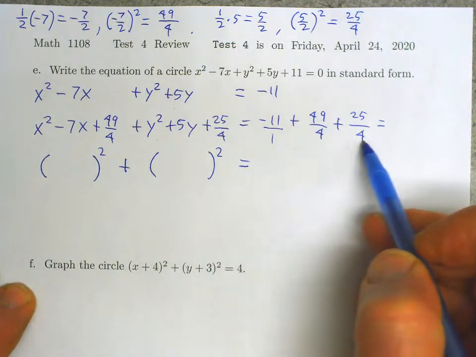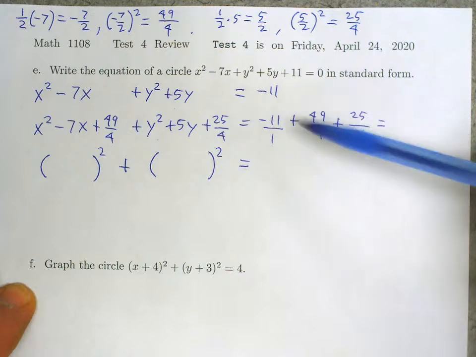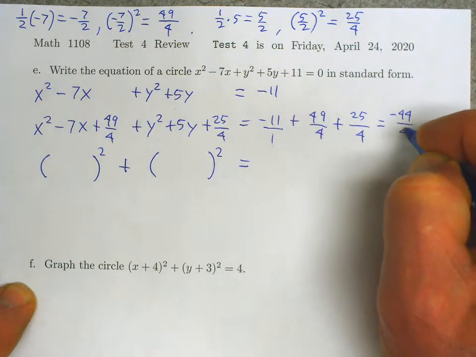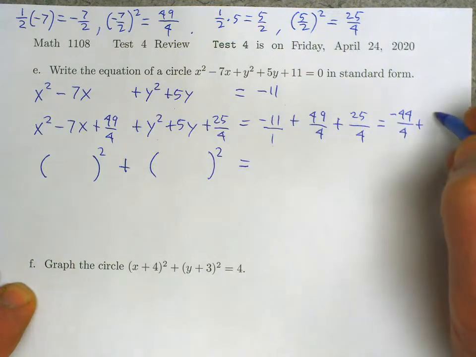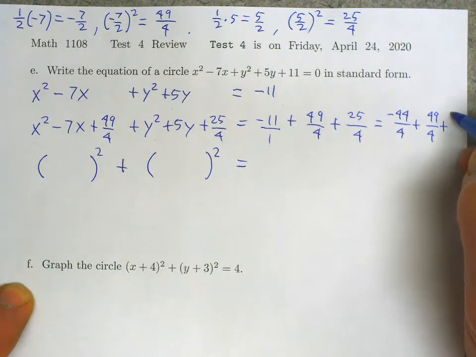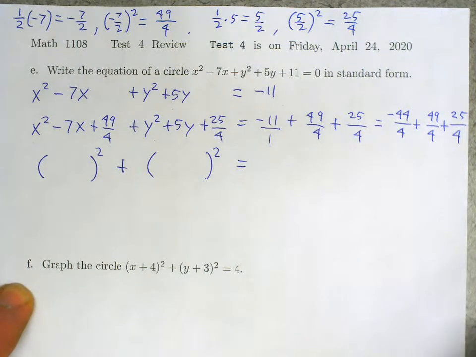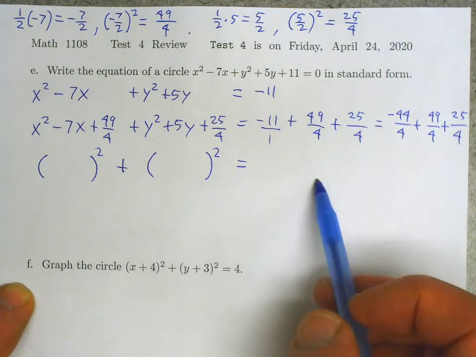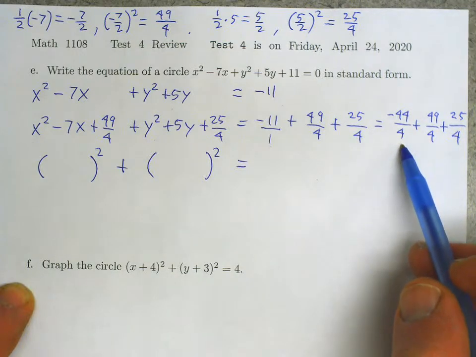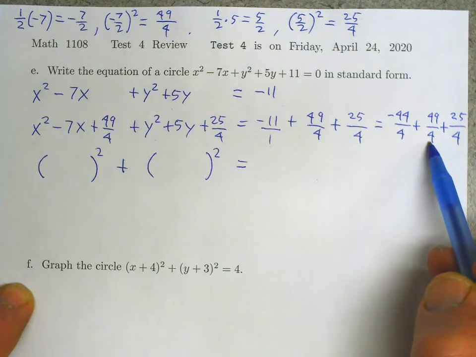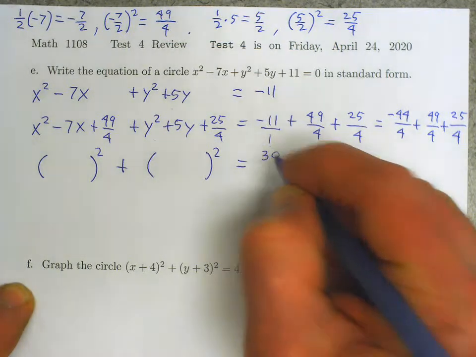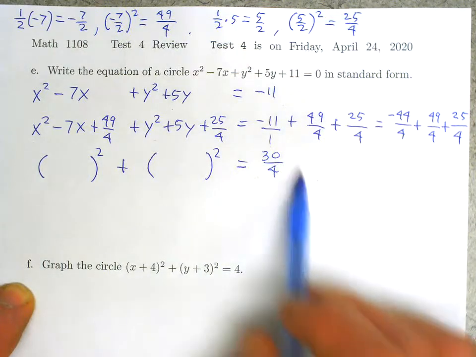The least common denominator is 4, so replace -11 over 1 with -44 over 4, and we're adding that to 49/4, which we're adding to 25/4. Okay, we might as well do that. Complete the right-hand side. -44/4 plus 49/4 is 5/4. And then 5/4 plus 25/4 is 30/4. This can be written in lower terms.